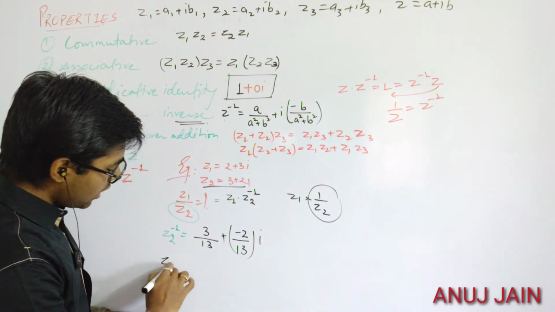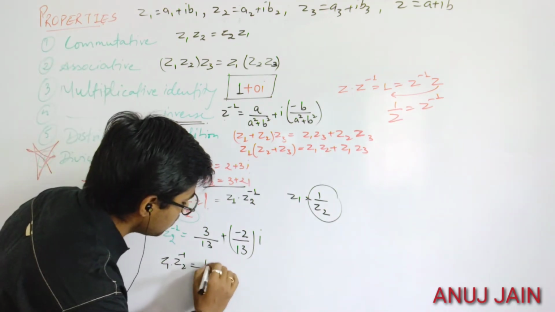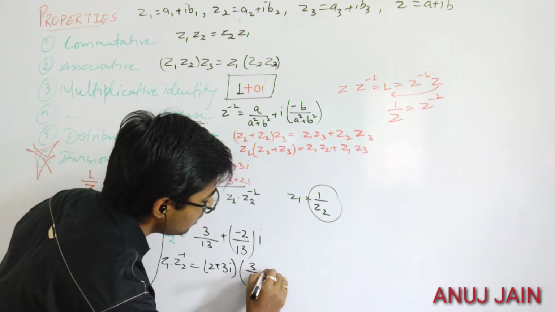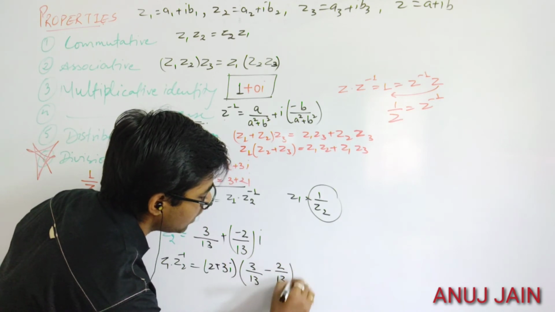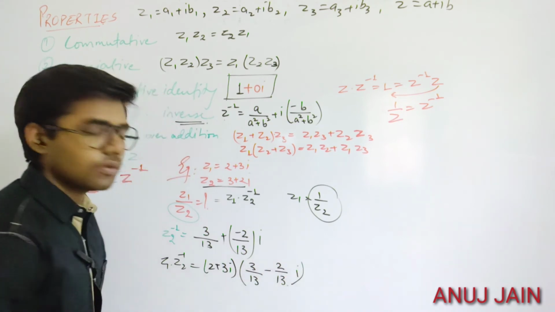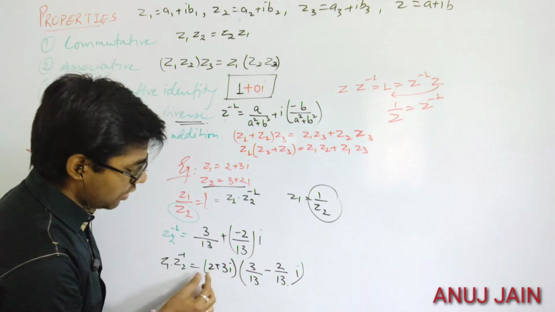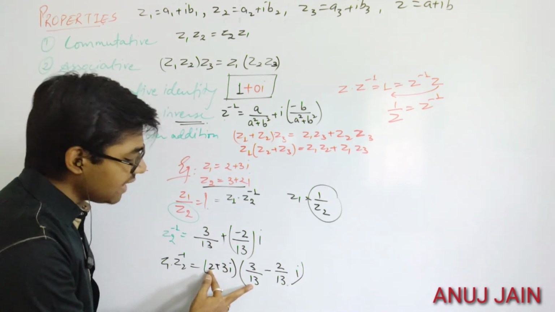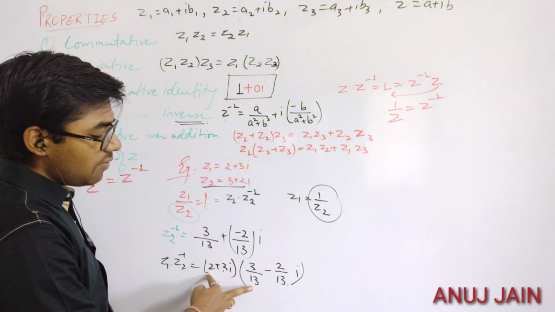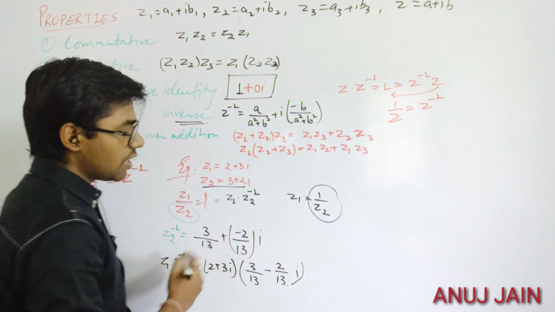Now z1 into z2 inverse. z1 is 2 plus 3i. z2 inverse is 3 by 13 minus 2 by 13 times i. Now what will we do? We will put the formula of multiplication: a1 into a2 minus b1 into b2 plus i times a1 b2 plus b1 a2. Okay, now just try to solve it.